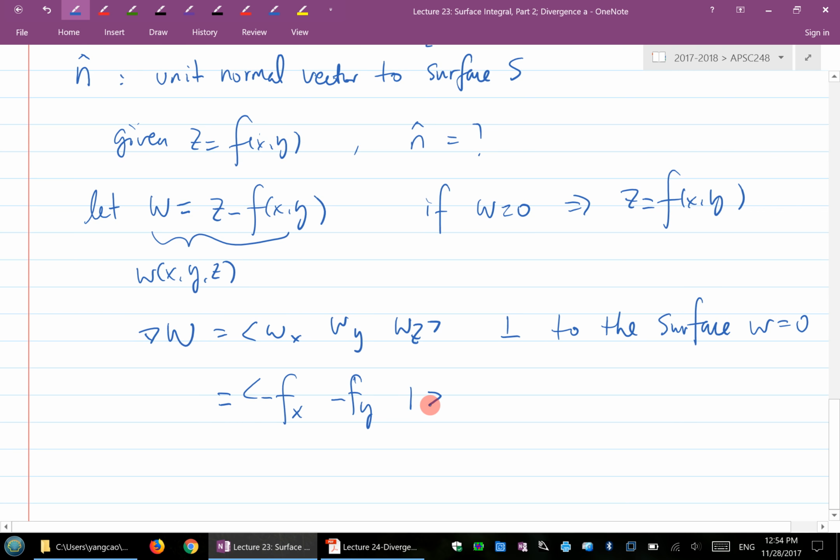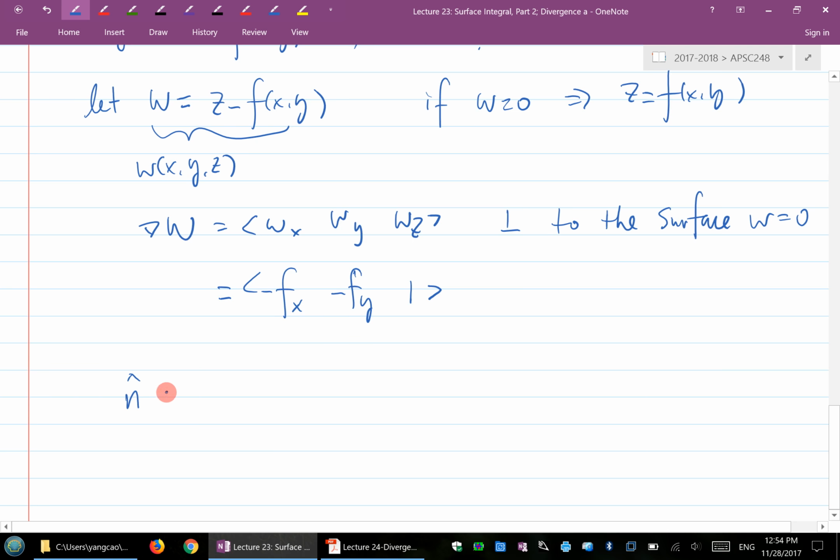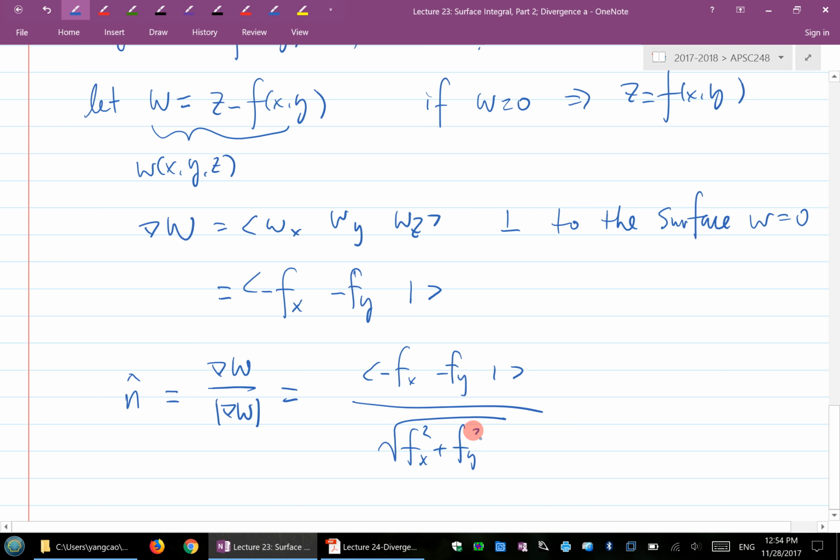So that's your del w, and this is a gradient vector to the surface, which is perpendicular to the surface. But what I need is a unit normal vector, so what do we do? Normalize it. If I normalize it, we get negative f_x, negative f_y, and 1 divided by its length, the square root of f_x squared plus f_y squared plus 1. So that's your n hat.